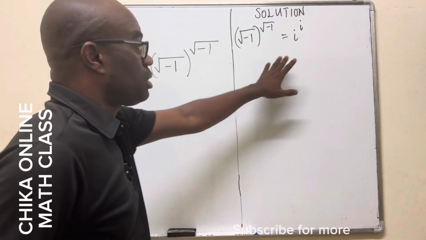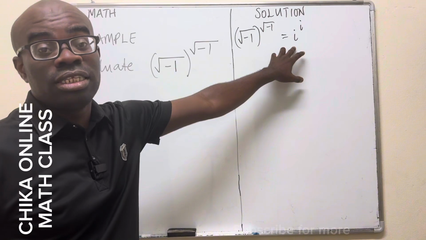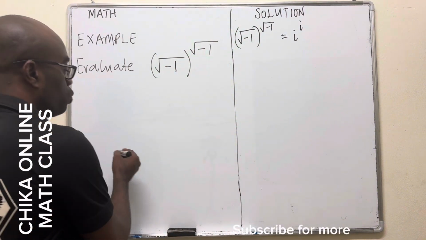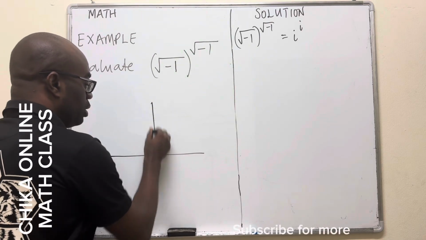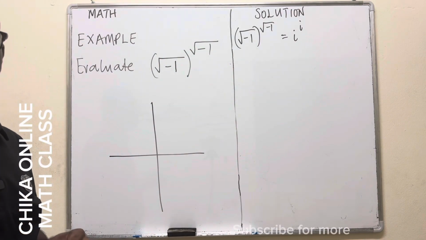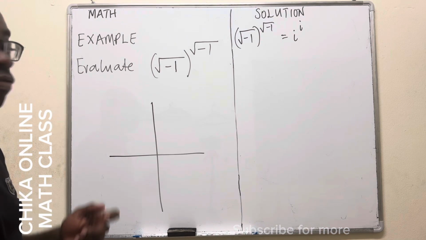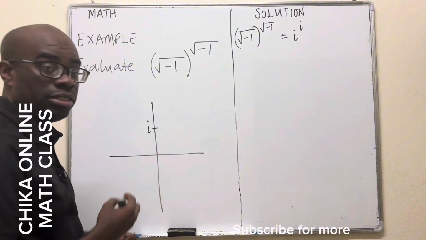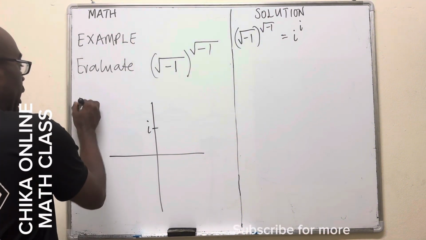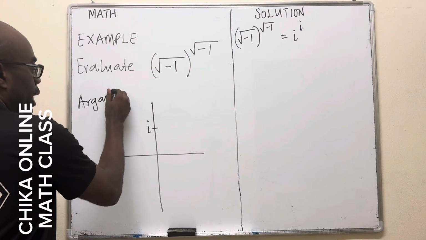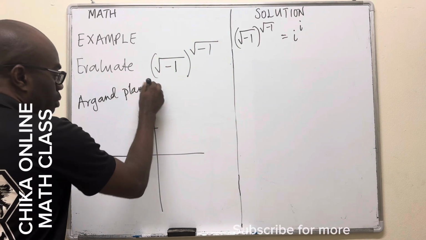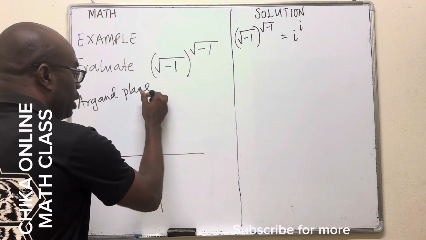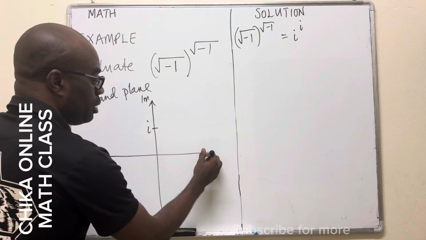Okay? First, we have to express the complex number i in what we call the exponential form. For you to be able to do that, you have to get what we call the modulus and the argument of the complex number i. So this is the Argand plane or the complex plane. Now, let's represent the complex number i on the Argand plane. This is the imaginary axis and this is the real axis.